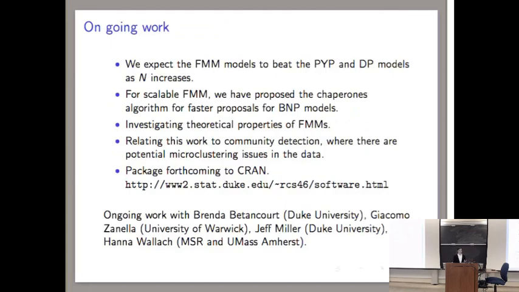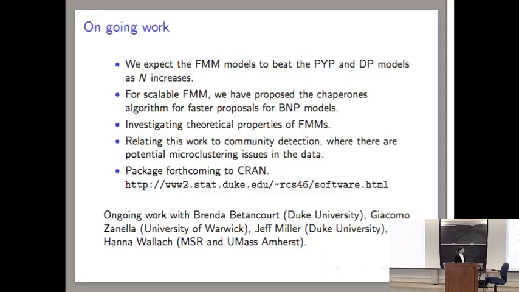So where are we going from here? We expect these types of models that we've proposed on microclustering to beat the Pitman-Yor process and Dirichlet process models as n is increasing. These were some studies that we looked at on smaller data to get a sense of how these work on different types of applications, but we expect these to do even better as n is increasing and as we're scaling these methods.